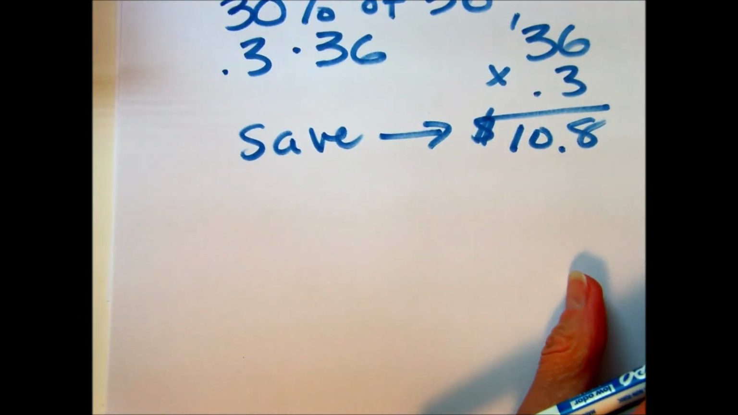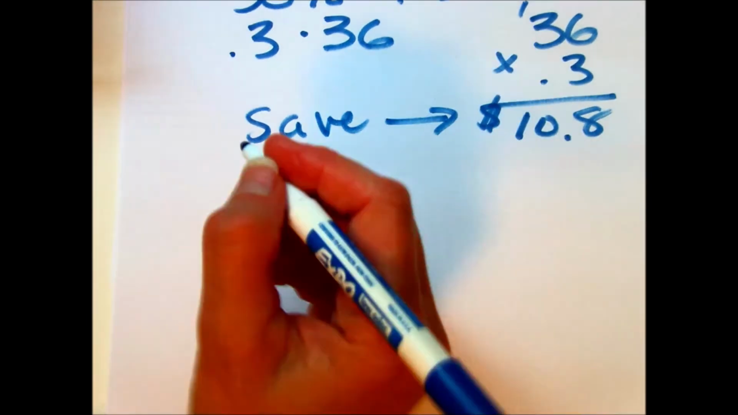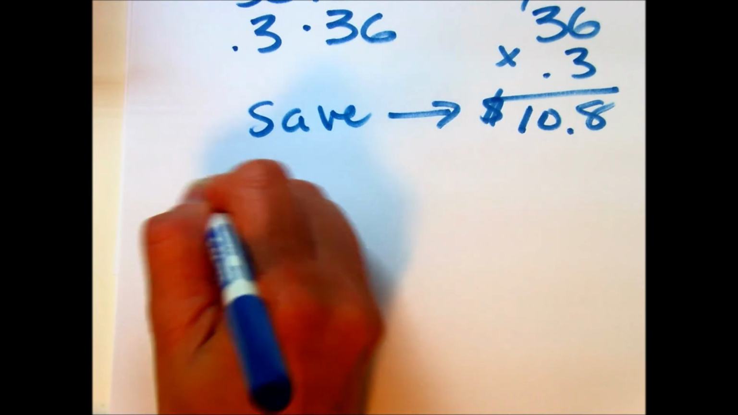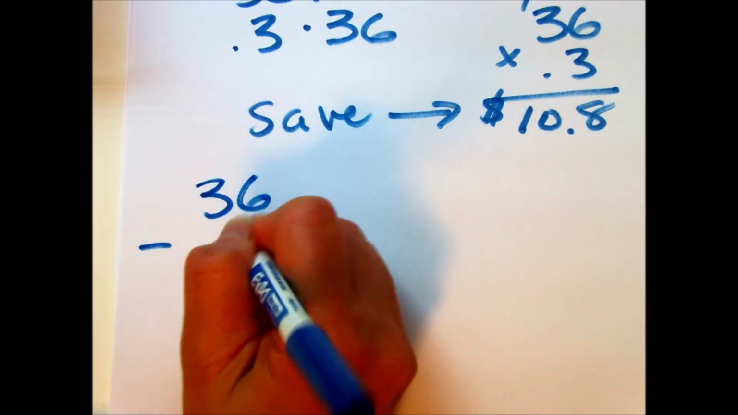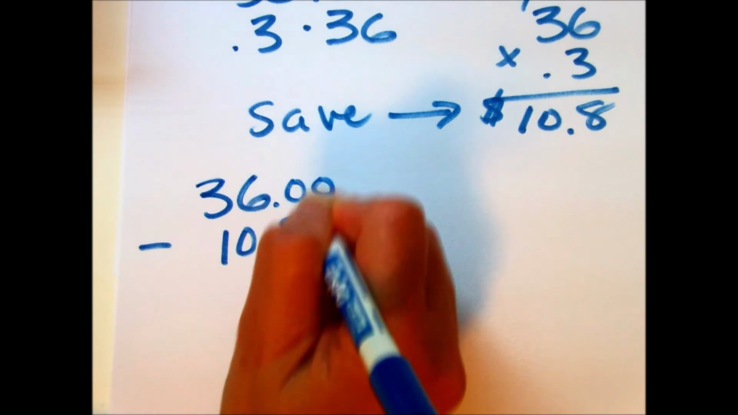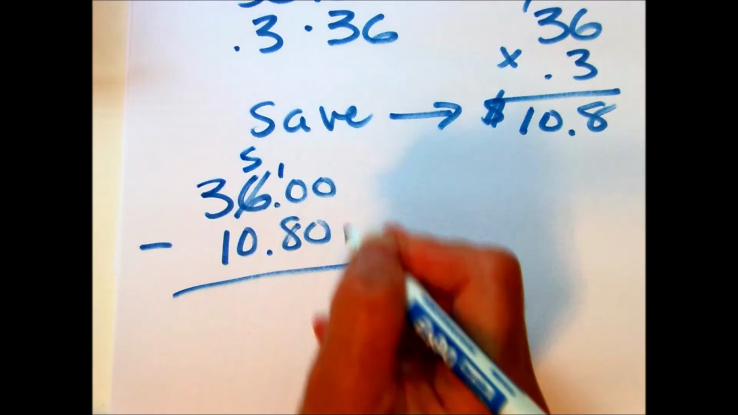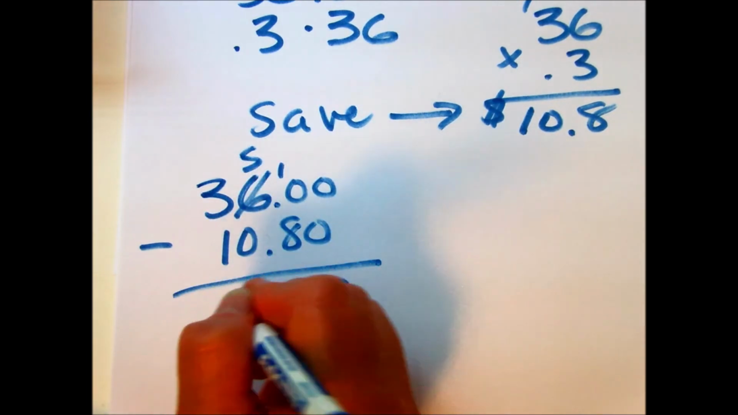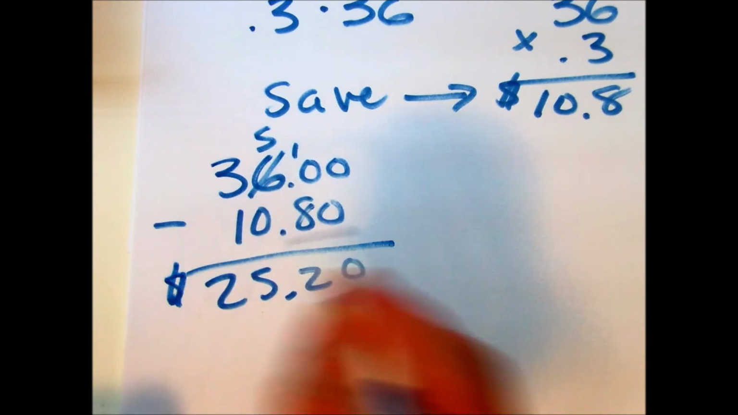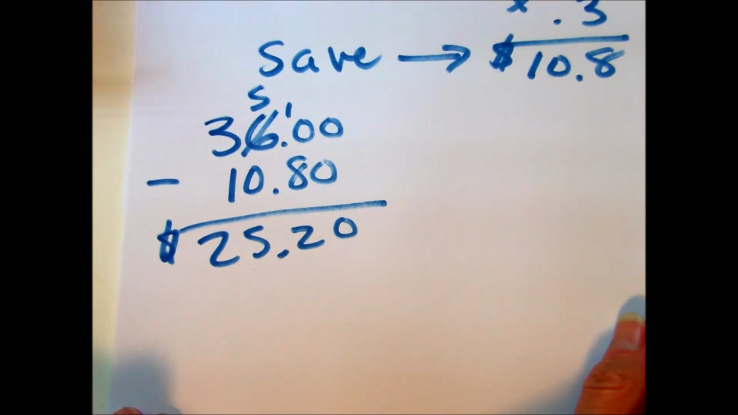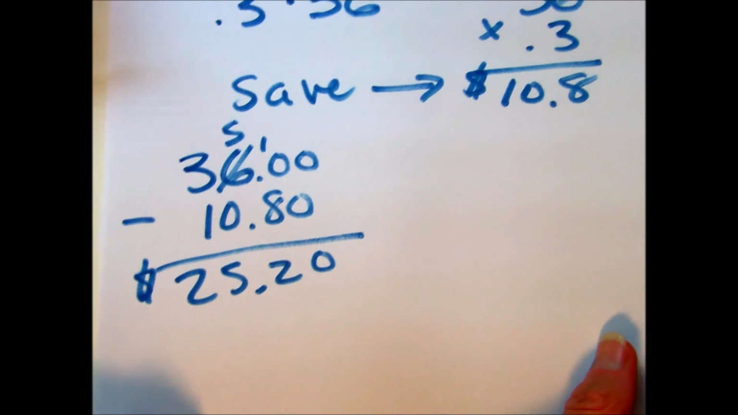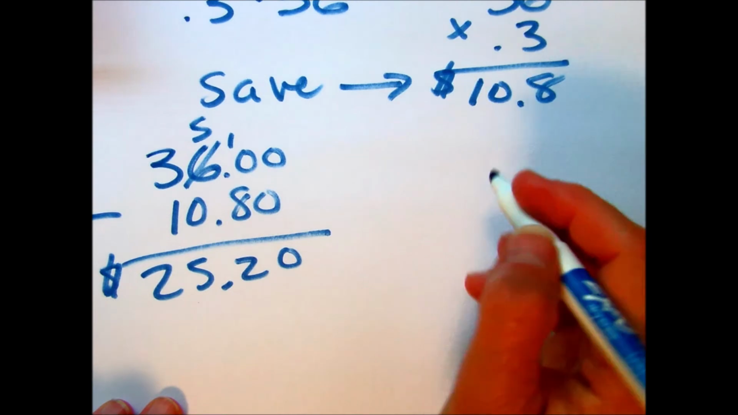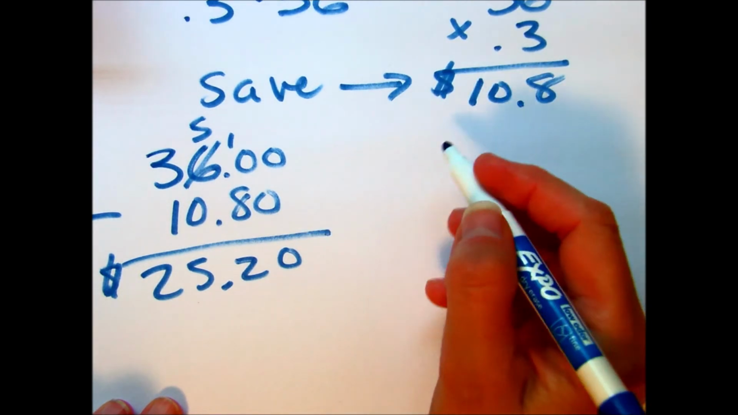Now, if you want to know how much you're actually going to pay, we need to take the savings and subtract from 36. So 36 minus $10.80. We have 2, 5, 2. So we're going to pay $25.20, which is nice.